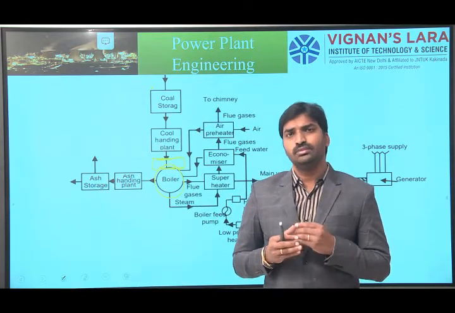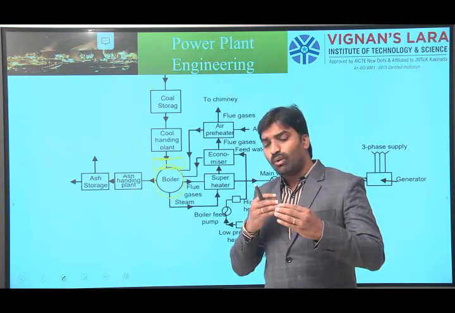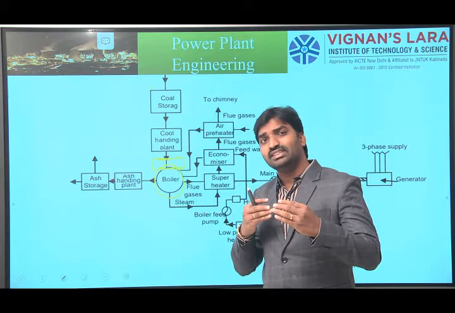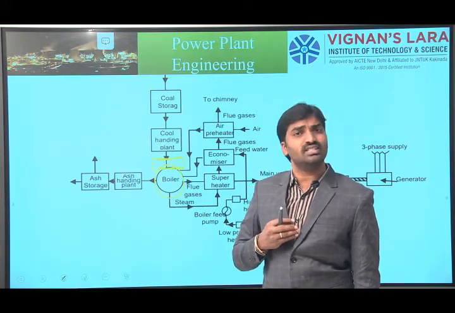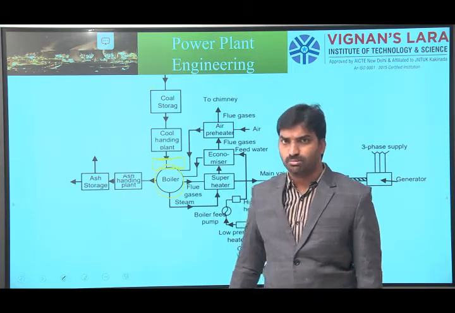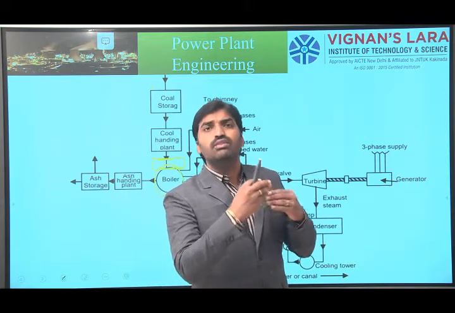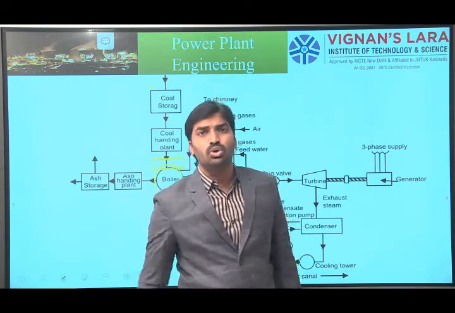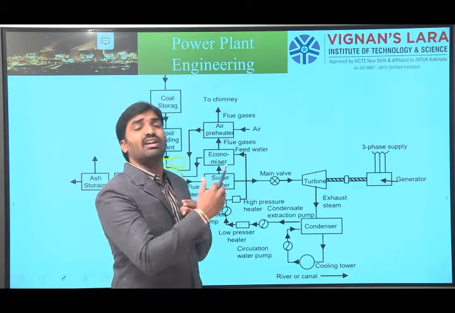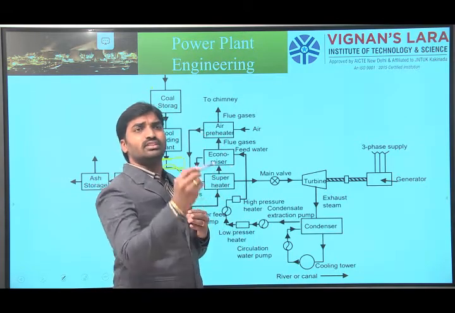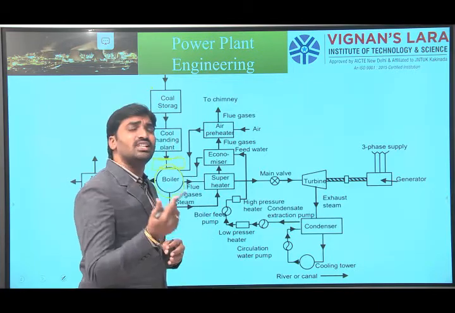Okay. But the thing is, if the total water is not converted into steam, it contains some water vapor. If water vapor is available in the steam, it may cause corrosion problems. So that's why we need to remove the water content from the steam. After removing the entire water content, that steam is known as dry steam. So how can we achieve dry steam?